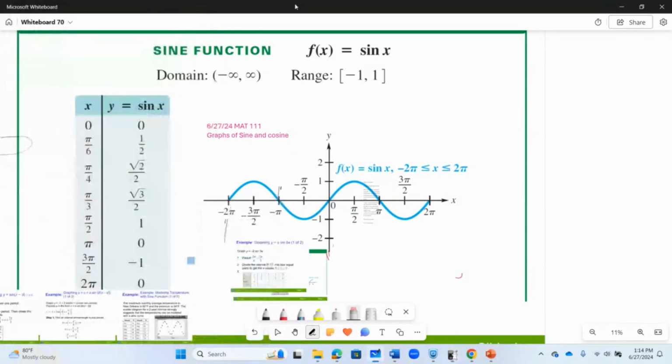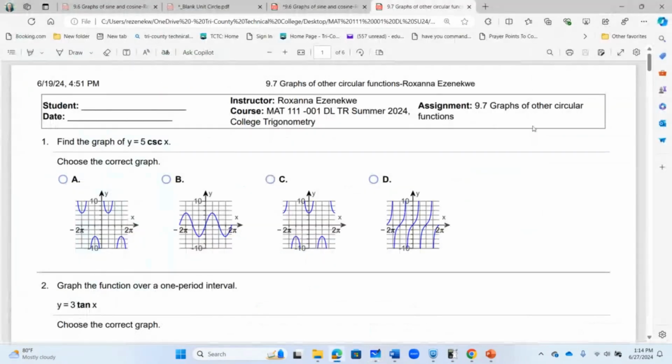By the way, let's go to homework 9.7. We're already in 9.7 and I want to answer the question: find the graph of 5 cosec x. So you ask yourself, this should be the one, but let's go here. It cannot be D. It can't be, this is related to tangent and cotangent, because sine is not symmetric to the y-axis.